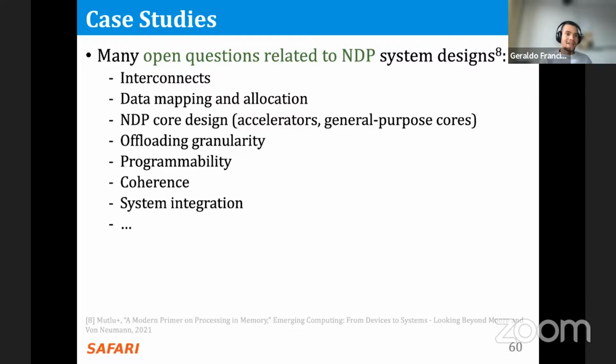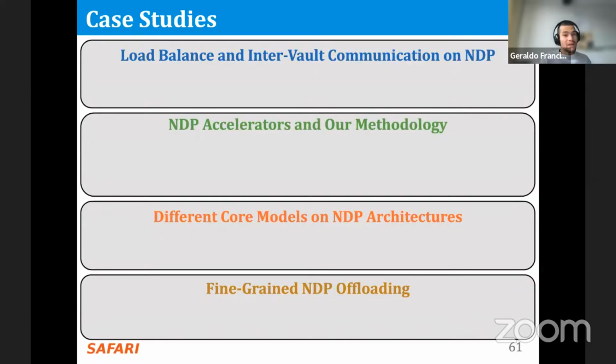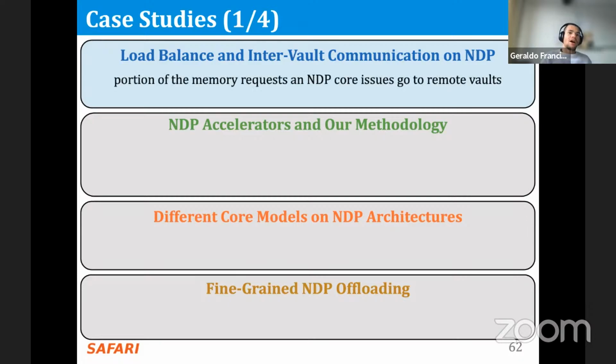So our goal in these case studies is to illustrate how our benchmark suite is useful to study some of such open research questions in data processing development. So we present 4 case studies in this paper. In the first case study, we use the DAMOV benchmark suite to evaluate the interconnect network overhead that NDP cores placed in different vaults of a 3D stacked memory suffer from. We observe that a large portion of the memory requests an NDP core issues go to remote vaults, which increases the memory access latency for the NDP core.